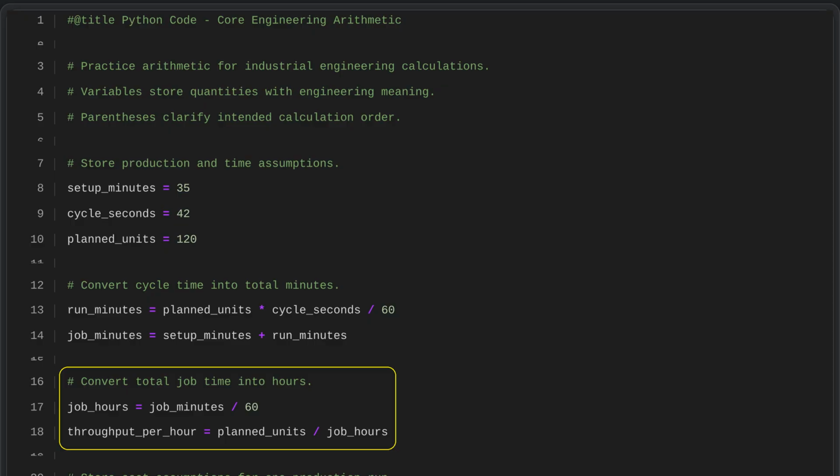Convert the total job time from minutes to hours by dividing by 60. Then calculate hourly throughput by dividing the planned units by the job duration in hours. This shows the average number of units produced per hour and helps measure production efficiency.